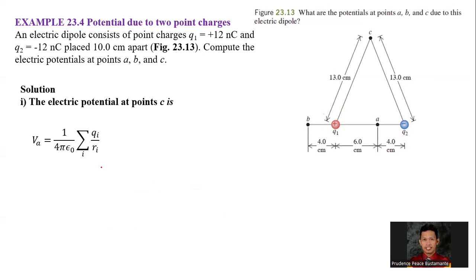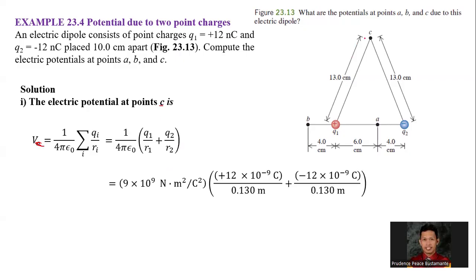Okay, the potential at point C. It is very obvious that because of the negative and positive charges having the same distance here, they are equidistant, so the potential at point C is equal to 0. So that's how you calculate electric potential.